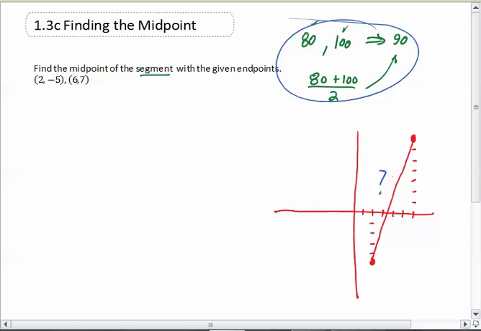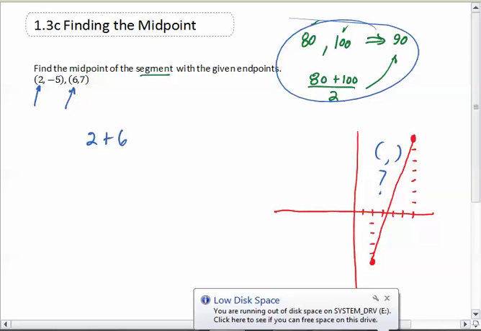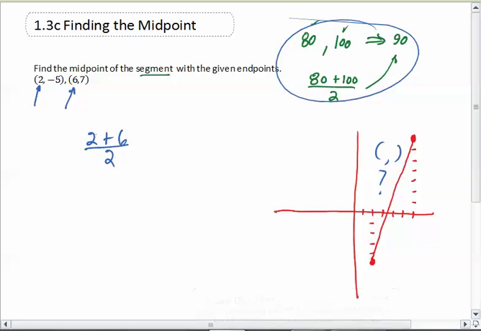I need a midpoint that has both an x and a y coordinate, obviously. Let's take a look at the x coordinates just by themselves. If I want the halfway point, or the midpoint, I can take the x coordinates of these two endpoints, 2 and 6, and average them. That would give me halfway between. So we're going to go 2 plus 6 divided by 2. There's the average of those x coordinates.